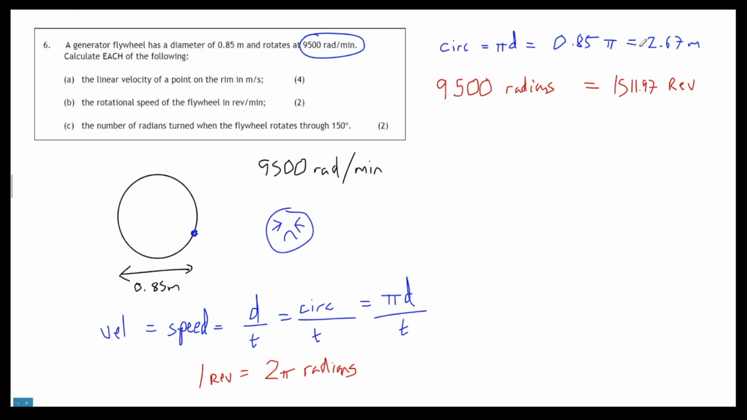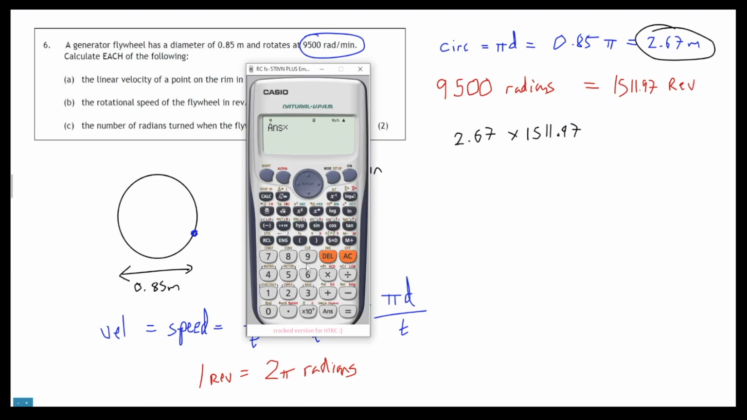So let's talk about the revolutions first of all. If it travels 2.67 meters for 1 revolution, that's the distance all around the outside. Now it's going to do that 1,500 times, then I can calculate how many meters it's traveled. So let's take 1511.97 and times it by 0.85 pi. This will be more accurate. I don't want to make any rounding errors, so I'm using exact values.